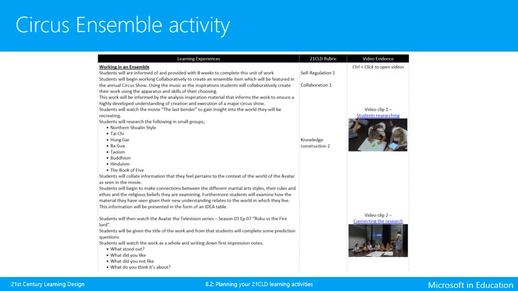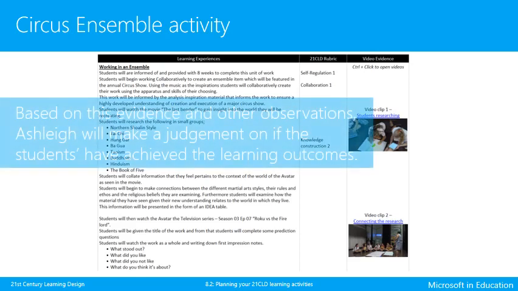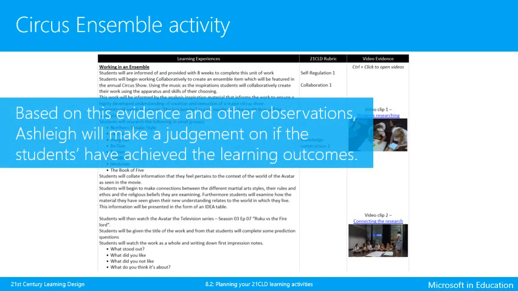As Ashley carried out the activities over the 8 weeks, she constantly reflected on what was happening in the classroom context and reviewed the learning activities as well as the learning outcomes. To help her reflect on the learning activities, she used video to capture evidence of the students' learning in relation to each of the chosen dimensions. Based on this evidence and other observations, Ashley will make a judgment on if the students have achieved the learning outcomes. This in turn will help her plan future learning activities for these students.